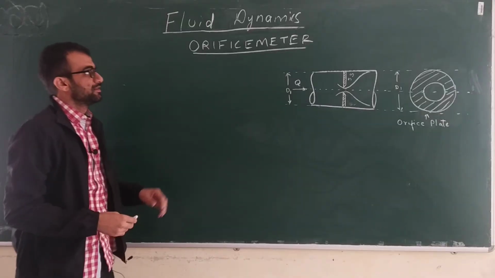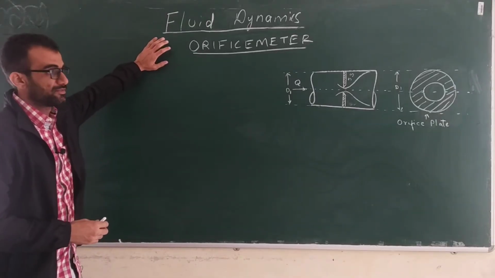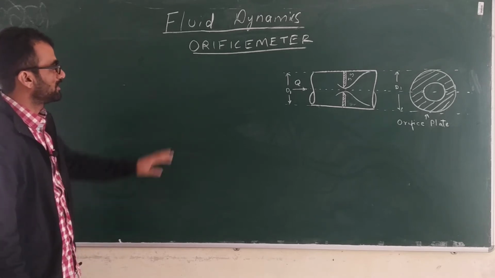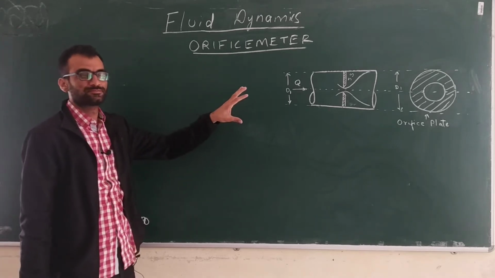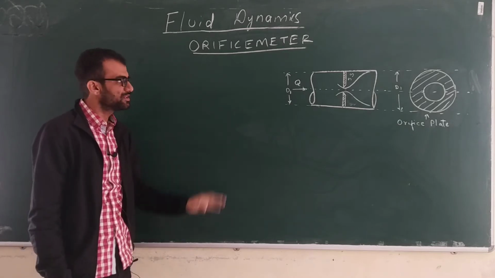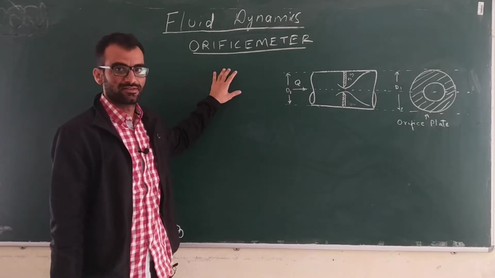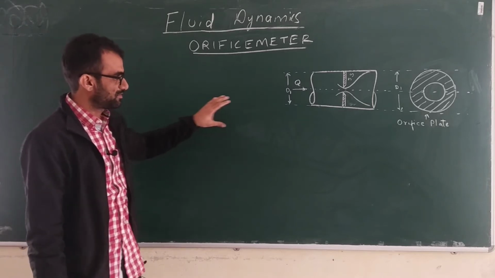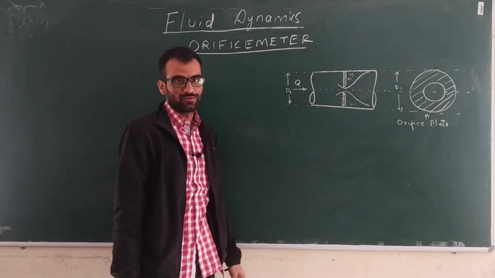Hello everyone. Last time we discussed a flow measurement device called the venturimeter. So today we will discuss another type of flow measuring device. It is called the orifice meter. Alright. So venturimeter and orifice meter both are what? Obstruction type flow meters.